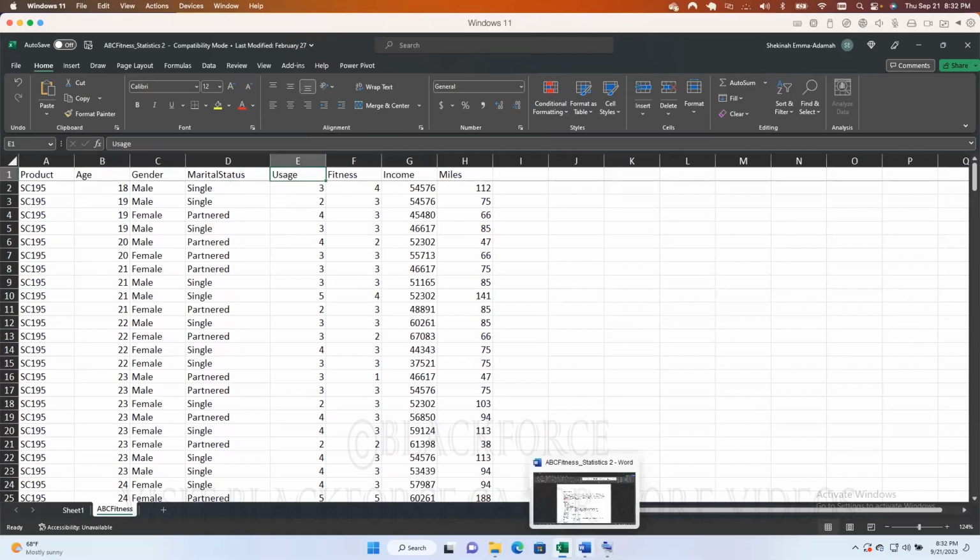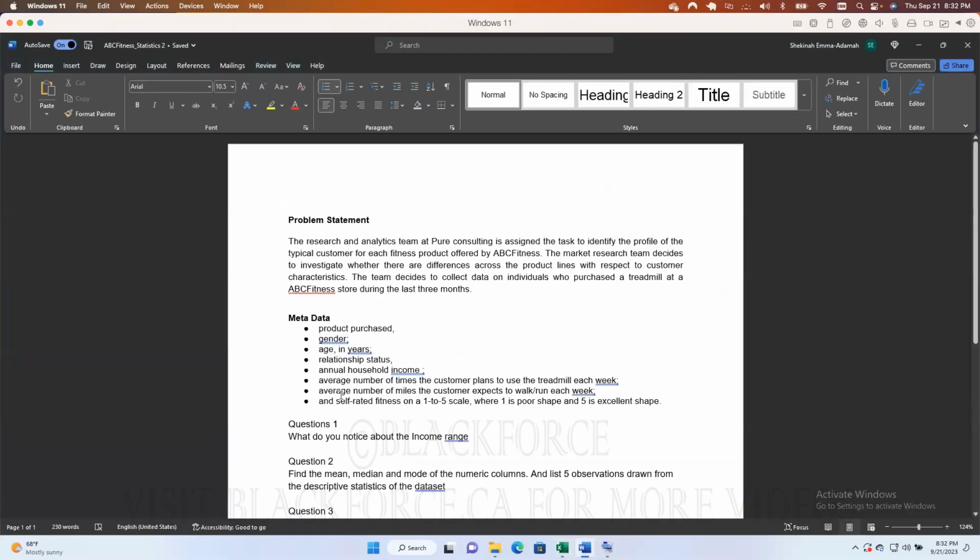So what's the usage? Number of times a customer plans to use a treadmill each week, right? Then there's average number of miles the customer expects to walk or run. So the product is a treadmill product. And the last is self-rated fitness. So the fitness of the customers, where 1 is poor and 5 is excellent.